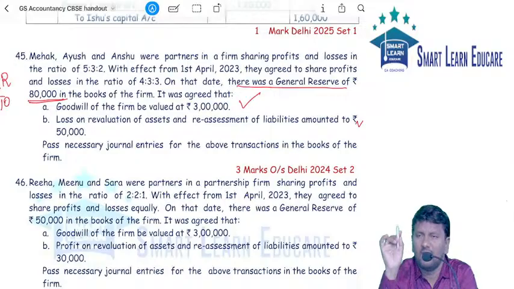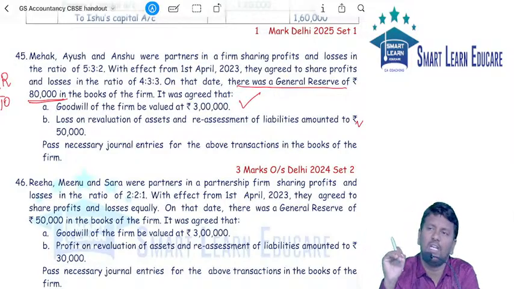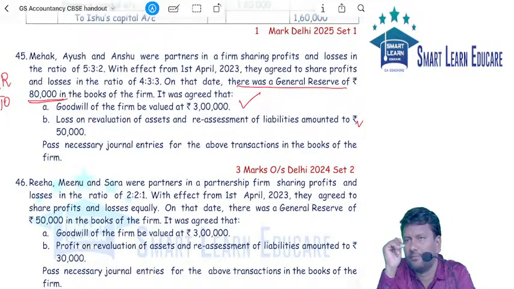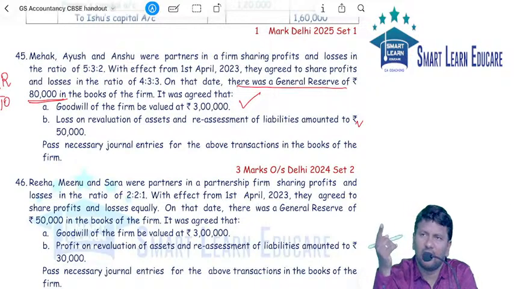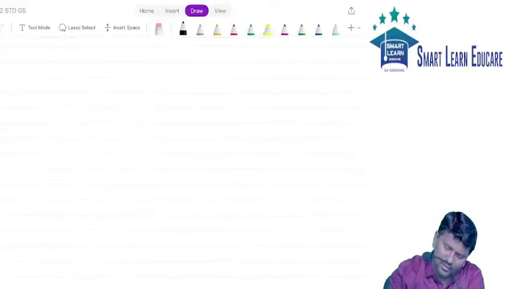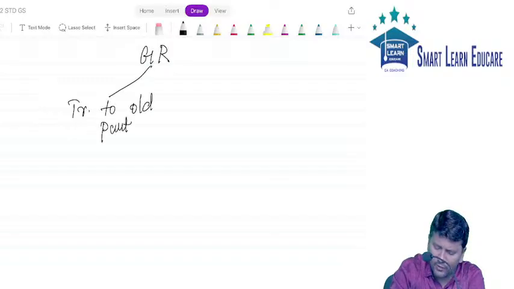Suppose the partners decided not to transfer the reserve, and the general reserve is to be retained. Then we should find out the sacrificing ratio of the partners. Then the goodwill treatment will come. What is the goodwill treatment? Gaining partner's capital account debit to sacrificing partner. The same entry will come. Listen. If nothing is mentioned in the question about general reserve, it should be transferred to old partners, in what ratio? Old ratio.